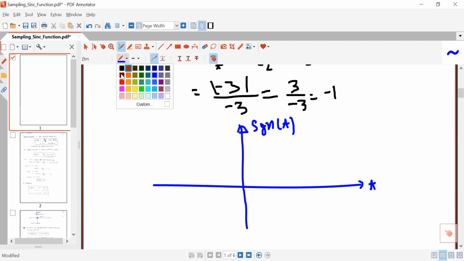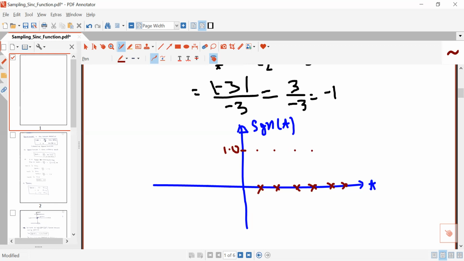You have infinite option for t. You have infinite option for input, or you can say the domain of the signum function has infinite set of value. You can put any positive value of t. You have infinite option. And for each positive value of t, the signum function magnitude will be 1. You will get 1 always when t is greater than 0.